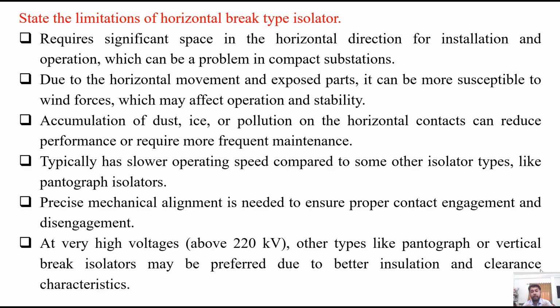Precise mechanical alignment is needed to ensure proper contact engagement and disengagement. At very high voltages, nearly 220 kV or more, other types like pantograph or vertical break isolators may be preferred due to better insulation and clearance characteristics because they operate in vertical direction like this. So it ensures proper isolation and reduces the arcing. So these are several limitations of horizontal break type isolator.